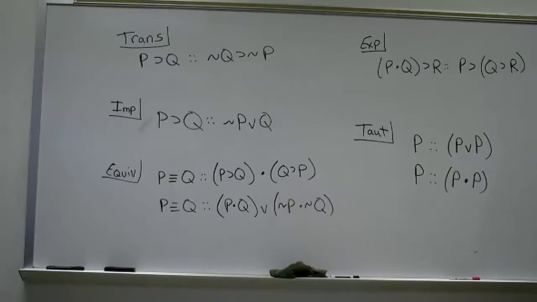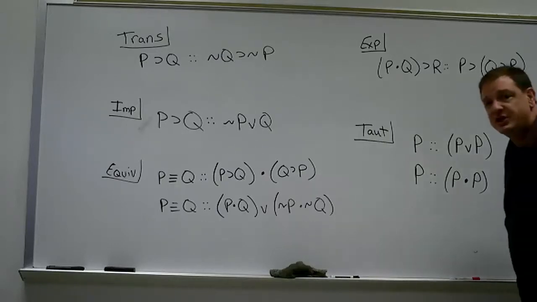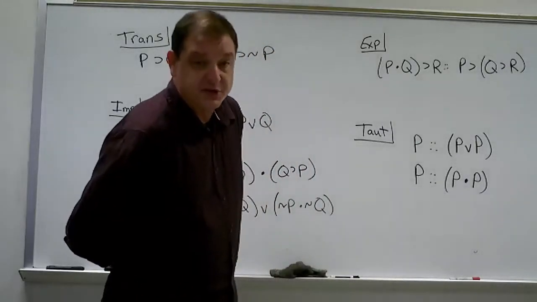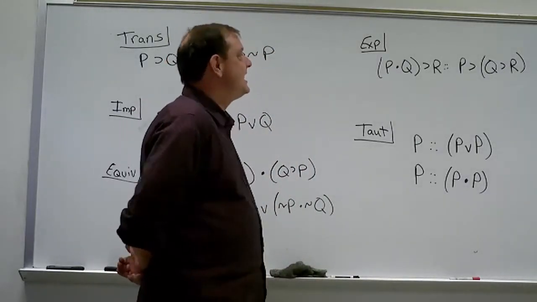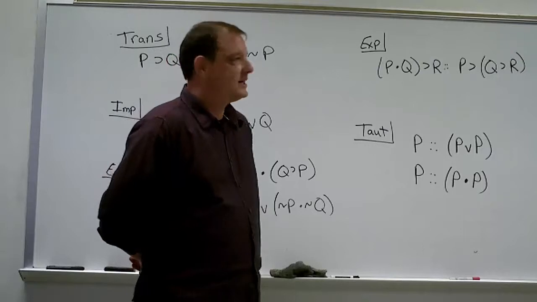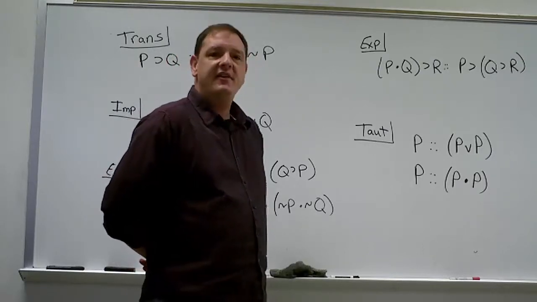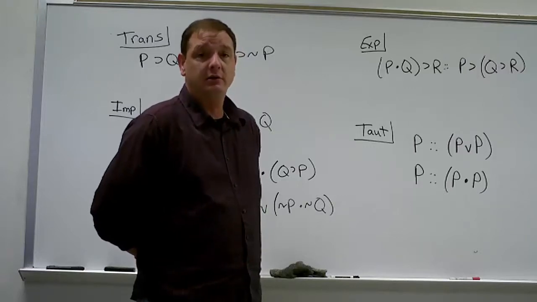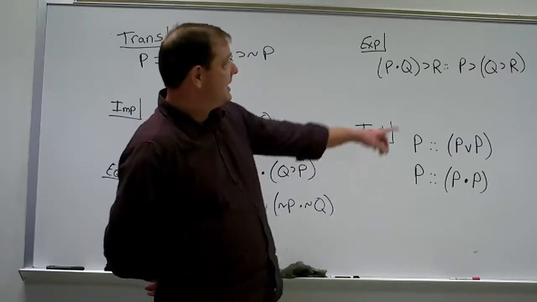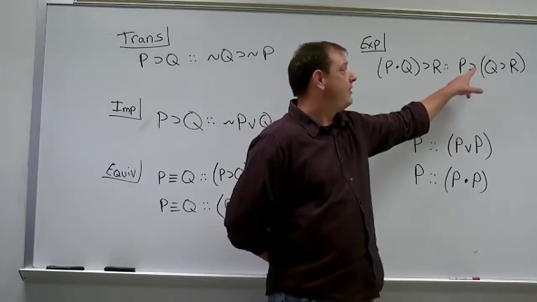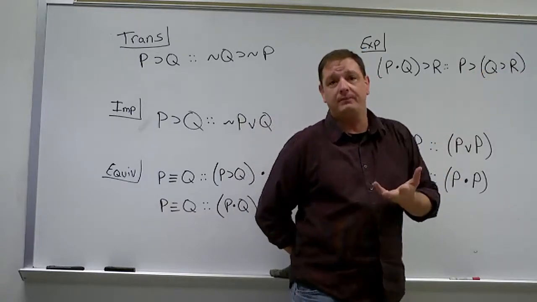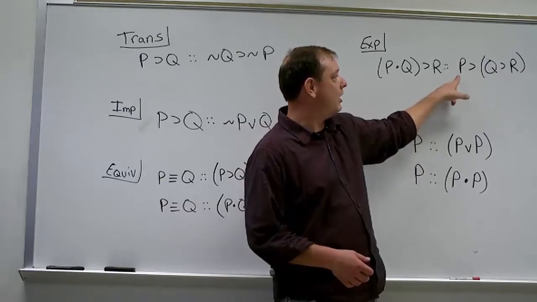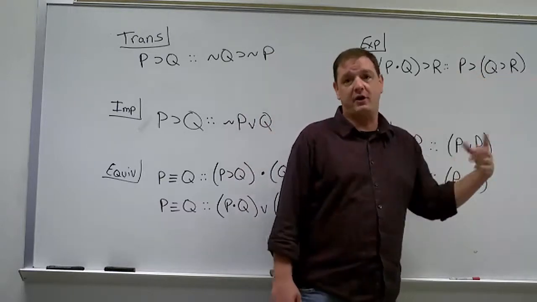Exportation, a little bit tricky. It's not just a matter of moving the parentheses like we had before with associativity. Instead, what we have here, I mean, just think about what it says. First one says, if you have both P and Q, then you have R. So, if you have P, then if you have Q, you'll have R. Makes sense, right? Because this says if you have them both, then you'll have this other one. So if you have one, well, then if you have the next one, you'll have R.